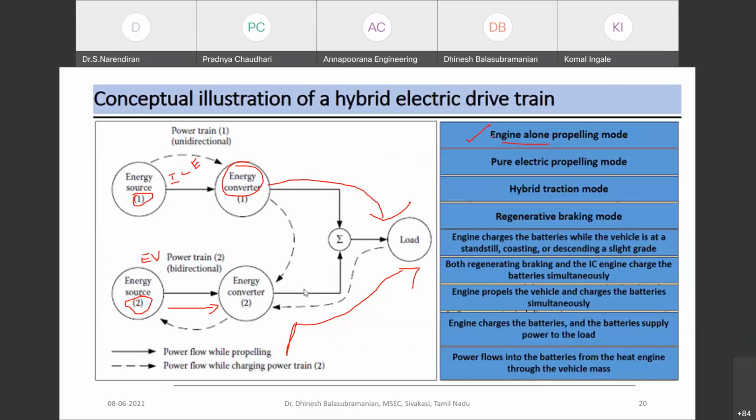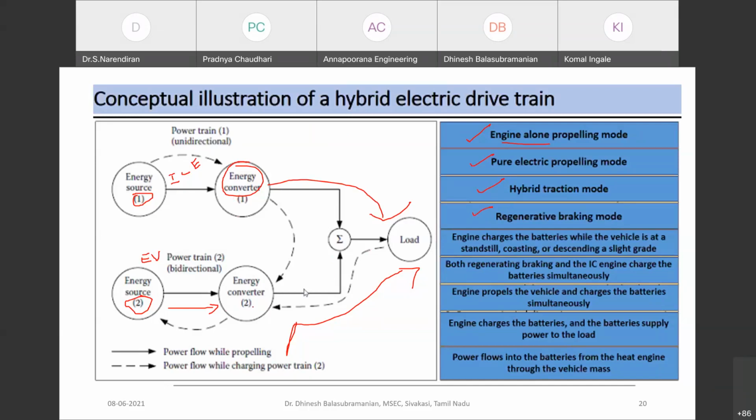So in first case, you might run your vehicle at pure engine alone propelling mode, or you can just completely cut off this engine and try to run your vehicle at pure electric propelling mode. And third one is hybrid traction mode, where you will be draining power from both the internal combustion engine and the electric motor in the hybrid drivetrain. And next one is regenerative braking.